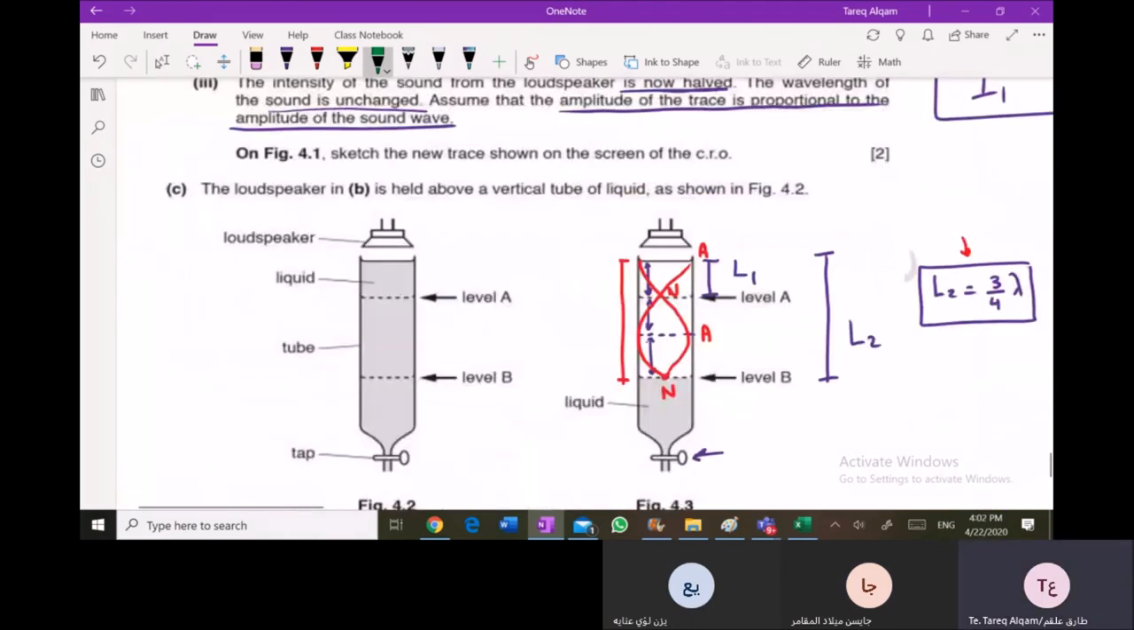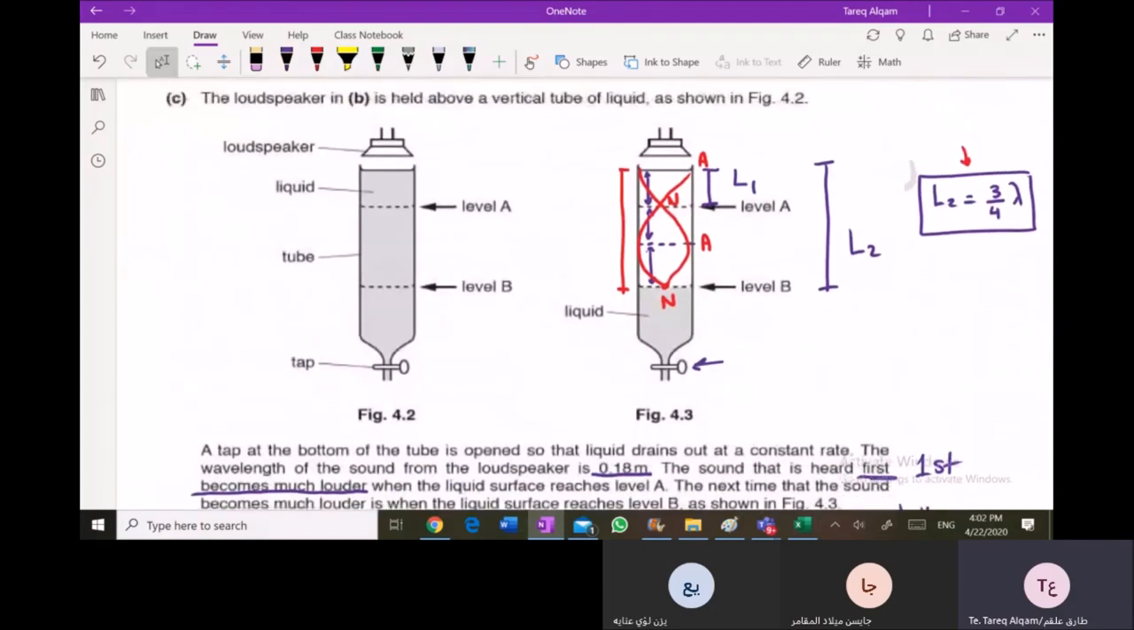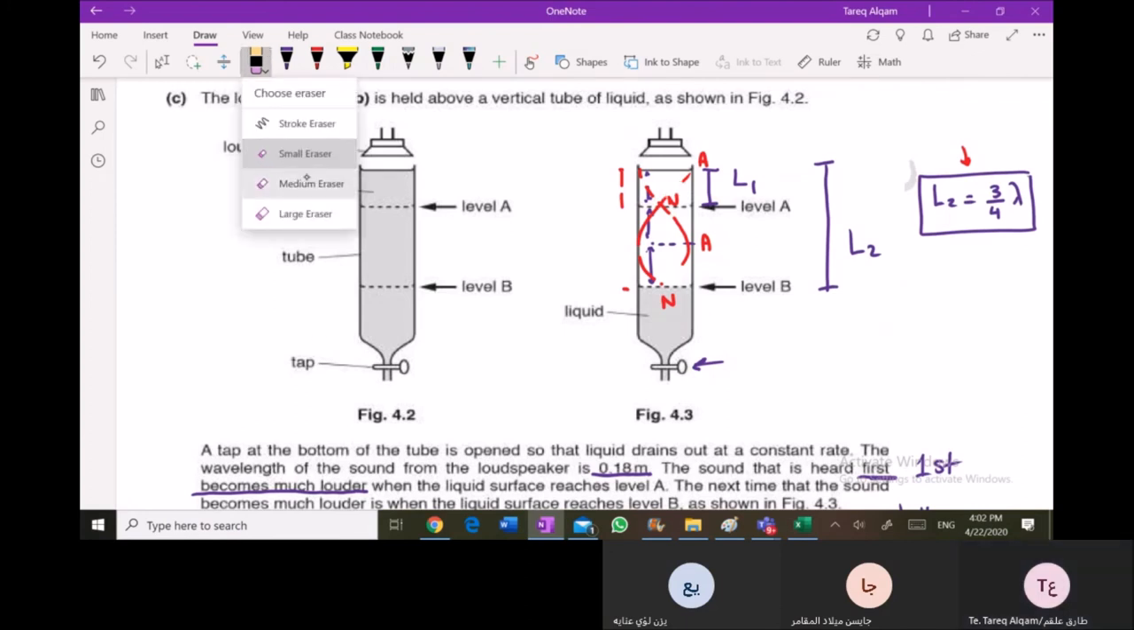Okay, the last part here is also easy. Here we are given a tube that consists of water, and this funnel can be closed by using a tap.